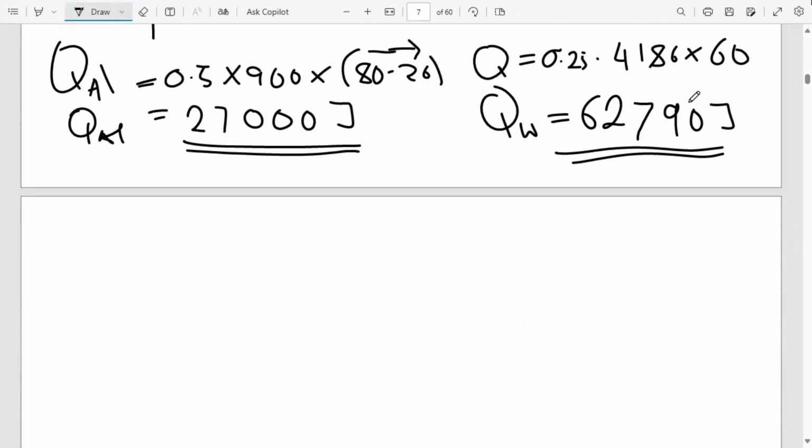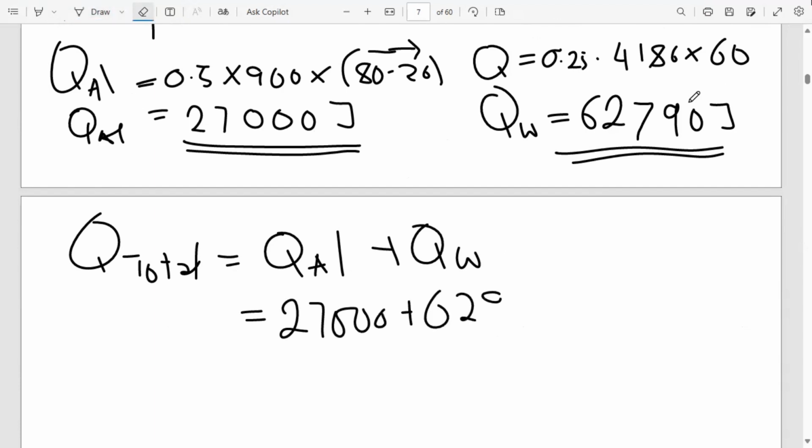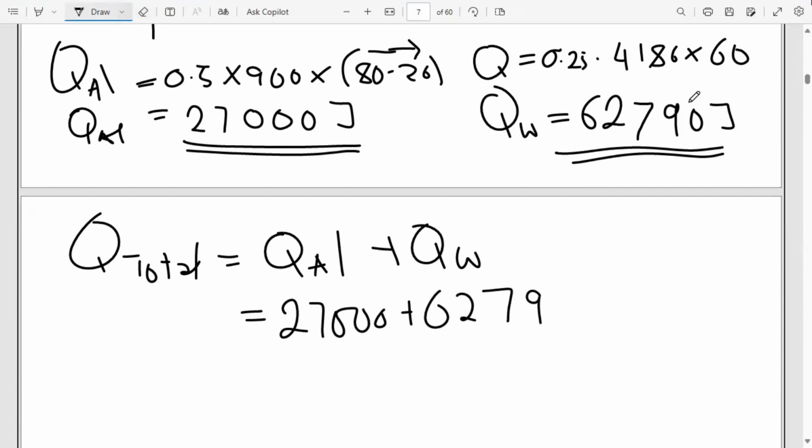Now in part B, they asked how much heat is required. So in order for us to find the summation of the heat required, we're just going to say the Q total will be equal to Q required to heat aluminium plus the Q required to heat water. This will be equal to 27,000 plus 62,790. Remember the units, we have joules. And if I add these together, I'm getting 89,790, which is in joules.